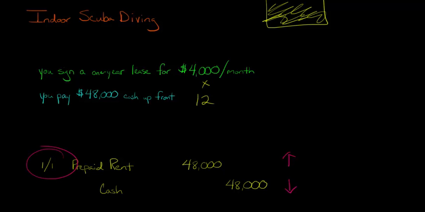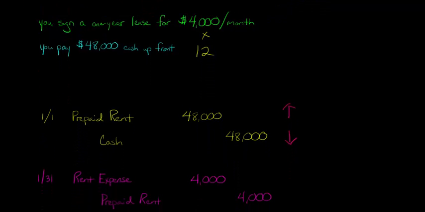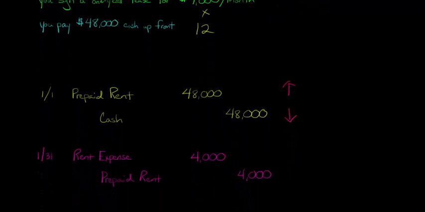Let's say all this takes place on January 1st of the year, but now at the end of the month, we've used up 1 month of our lease agreement. And so we have to recognize that our prepaid rent asset is not as big as it was at the beginning of the year, because we've used up 1/12 of the asset. So we're going to have to make an adjusting journal entry to reflect the fact that we've used up 1/12 of the asset.